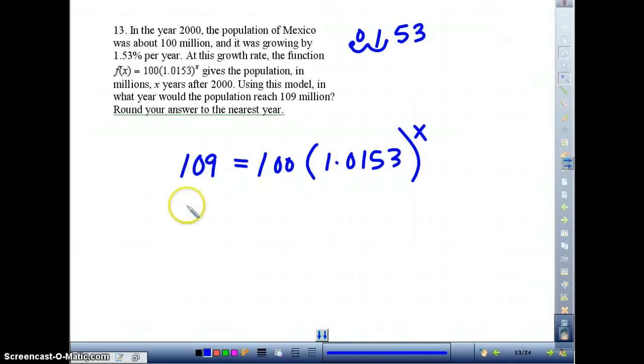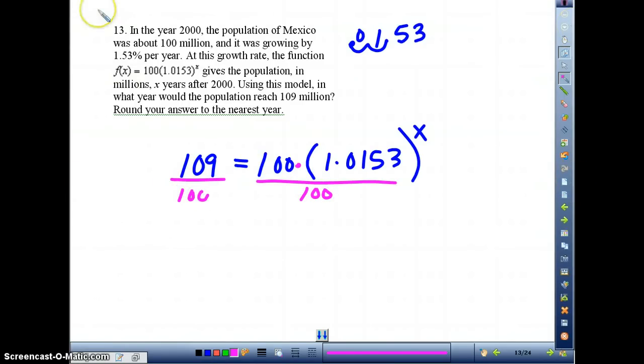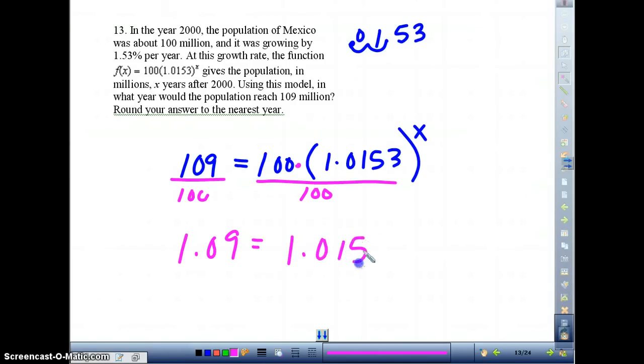Okay? So the first thing I'm going to want to do is divide both sides. I want to get rid of that multiplication by 100, so let's divide both sides by 100. Take your 109, divide by 100, and you get 1.09 equals 1.0153 raised to the x. Now, I haven't taught you how to, well, I kind of talked about using your log button on your calculator, but don't do that.